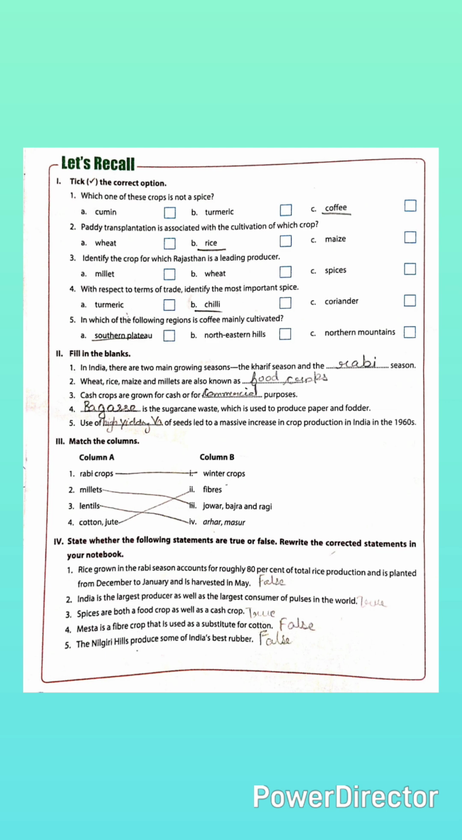In India, there are two main growing seasons, the Kharif season and the Rabi season. Wheat, rice, maize, and millets are also known as food crops. Cash crops are grown for cash or for commercial purposes. Bagasse is the sugarcane waste which is used to produce paper and fodder. Use of high yielding varieties of seeds led to a massive increase in crop production in India in the 1960s.